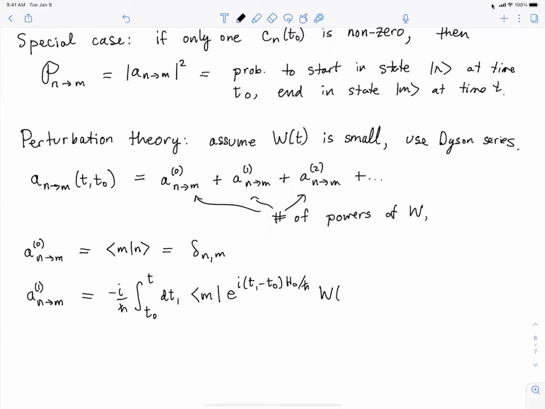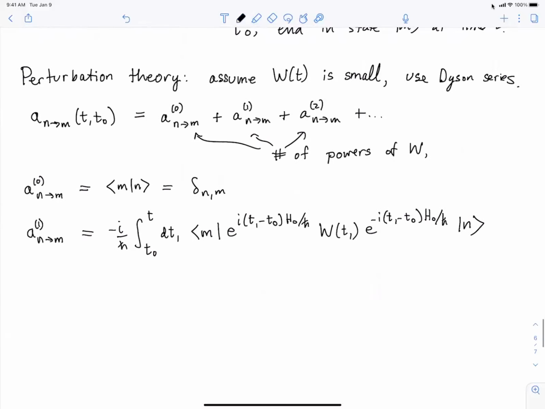Then there's the Schrodinger picture interaction Hamiltonian, W. Then there's the opposite phase factor here. But they don't cancel, because H0 may not commute with W. In fact, it almost certainly doesn't.